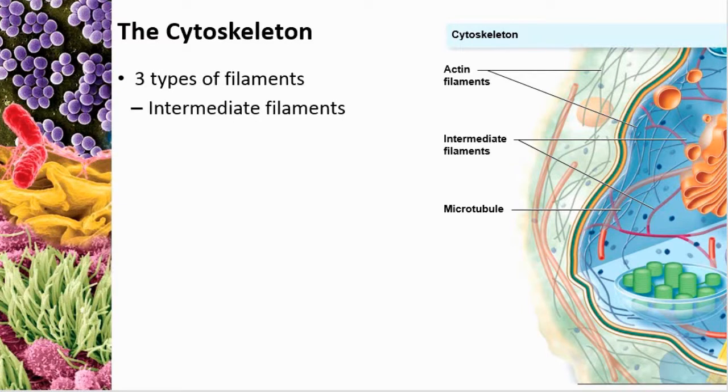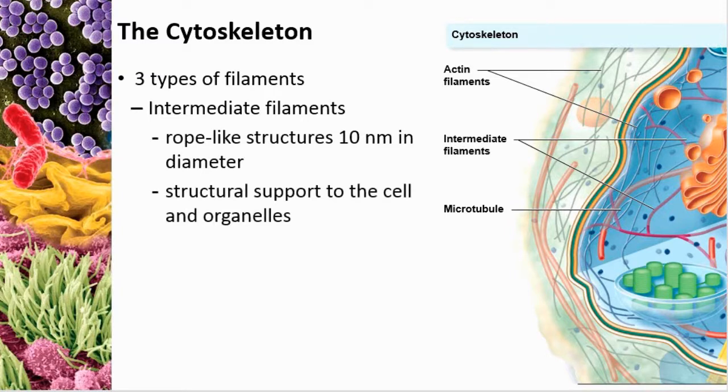And then the last type are called intermediate filaments. They're called intermediate because they're halfway between the size of the microtubules and the actin filaments. About 10 nanometers in diameter. I'm not concerned that you know these sizes, by the way. Generally, I consider that to be trivia. I don't think it's the kind of knowledge that's useful or easily remembered, so it just bogs us down. So don't worry about that. Anyway, structural support to the cell organelles.